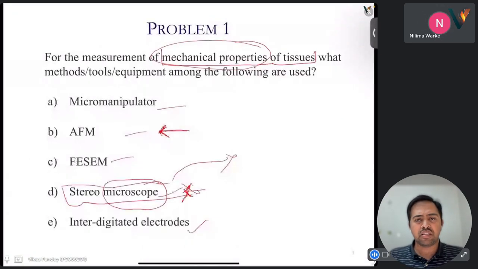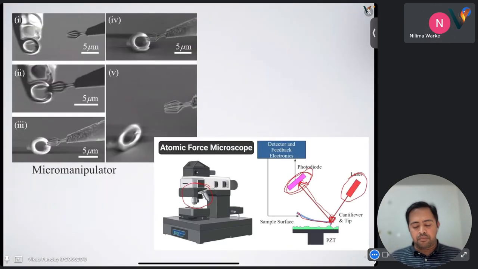Am I audible? I think there is some delay. Is there a delay from my side, in the slides and audio? Okay, fine. Yes, you are audible as well as the slides are also visible. Okay.